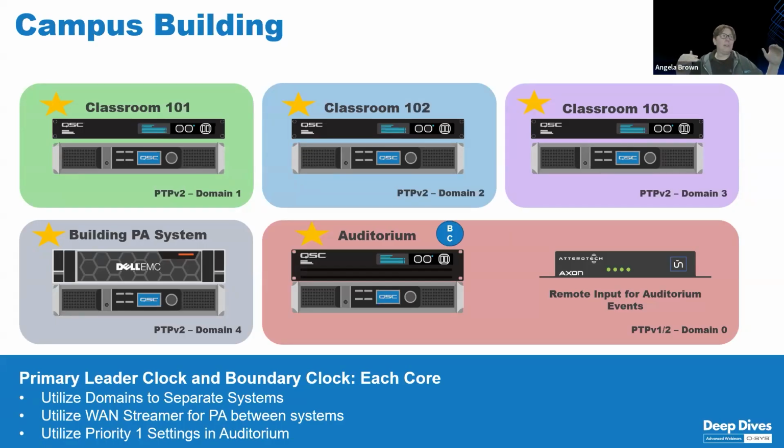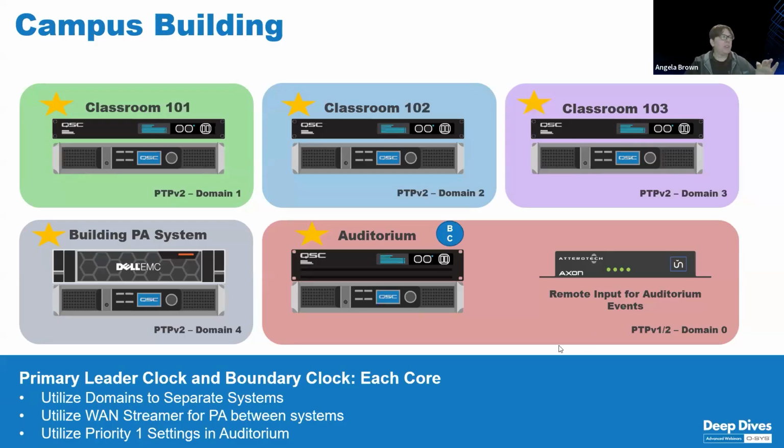Same with our building PA system. And then we take our auditorium, we leave it on domain 0, but now it's separated off. Now every room is its own Grandmaster clock. And again, in a situation where you have to push a file or make a change or update things, this is where you're really getting into a system that's going to be robust. It's getting you to the point where your stability is where you want it to be.